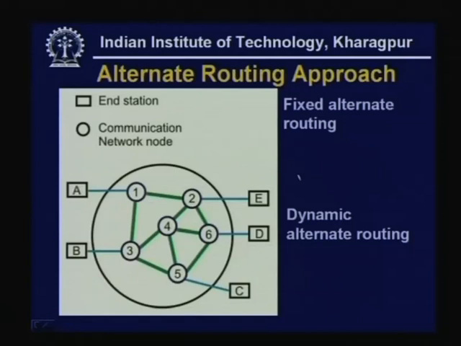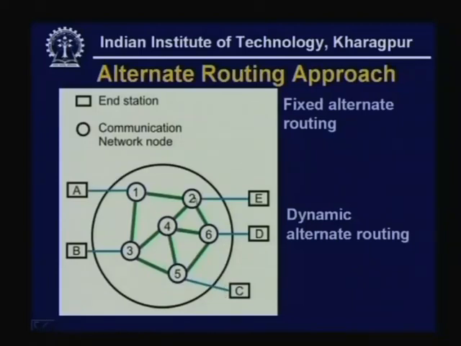Then comes the alternate routing approach. In the alternate routing approach, several alternative routes are predetermined and used for communication. For example, you can have a fixed route from A to D: A through node 1, then to 2, then to 6, then to D. That means it is through the nodes 1, 2 and 6. So, this is fixed alternate routing, but it can be dynamic alternate routing.